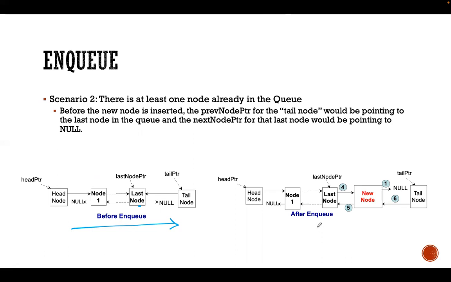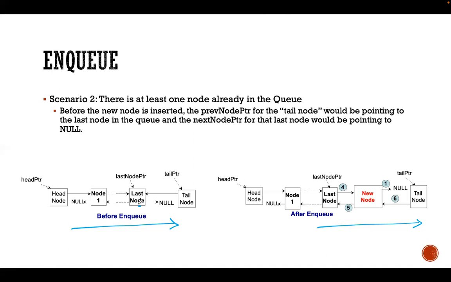So that will be the scenario here. We are going to create the new node. We're going to adjust the next node of the last node. Okay. So now the last node is being pointed to by the tail node, but now the new node will be pointed to by the tail node.